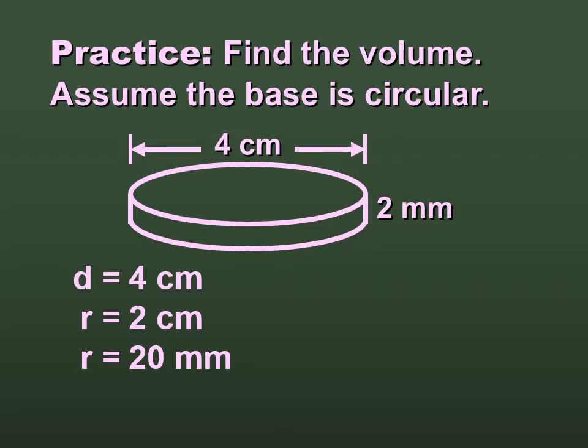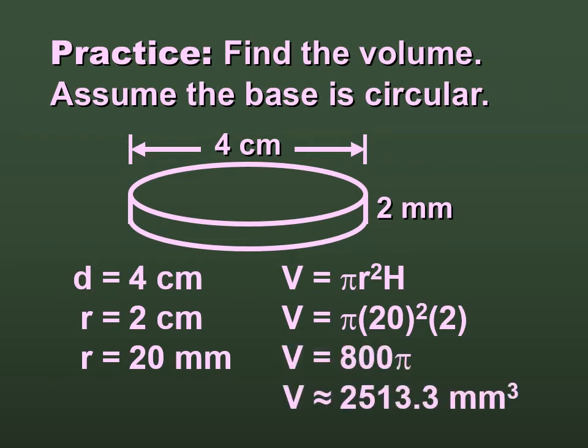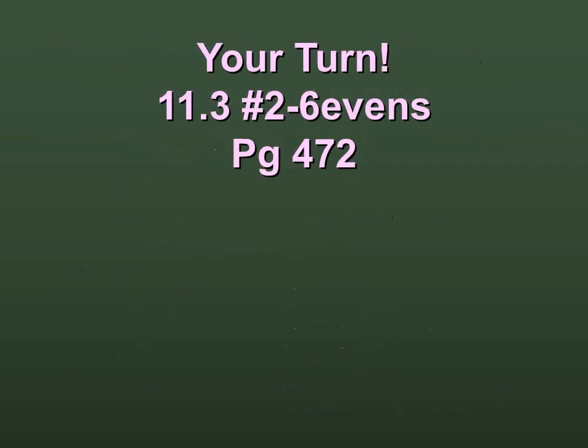Now we can plug it into our formula. Volume equals pi r squared h, so r is 20. So 20 squared times 2 becomes 800, and 800 pi is 2,513.3 millimeters cubed.